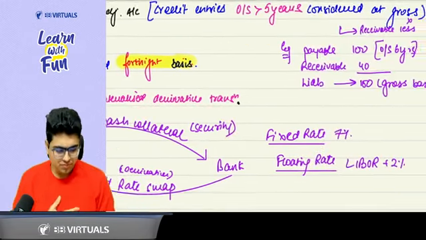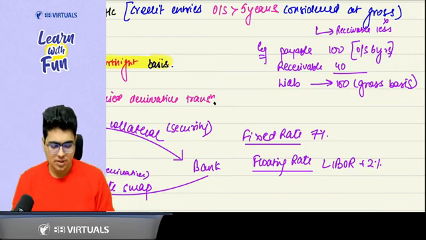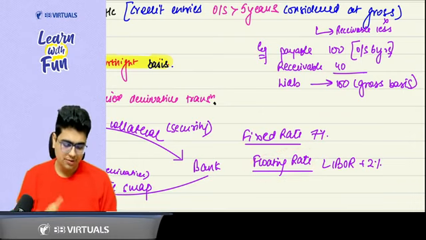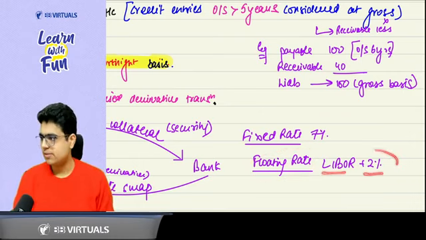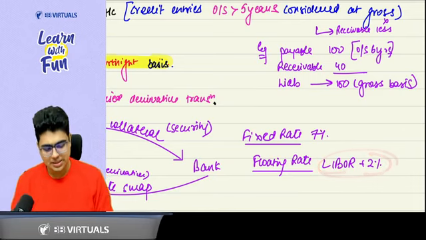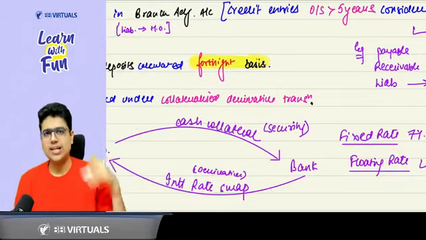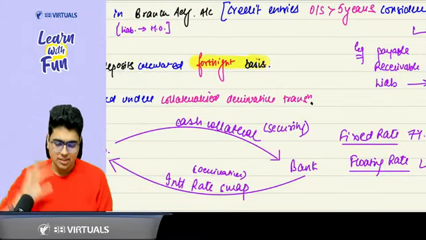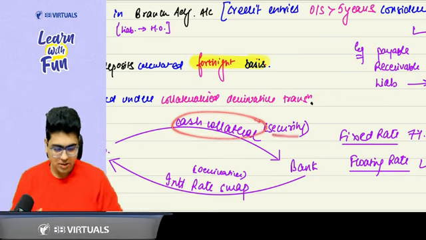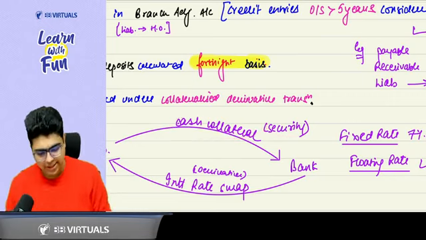Got it, sir. Now let's say what is an interest rate swap? Company will pay the fixed rate of 7% and the bank's liability is floating rate of LIBOR plus 2%. Now based on this, the interest rate swap's value can increase or decrease. And sir, company has given the cash collateral in the form of security. You understood the point? Yes, sir.